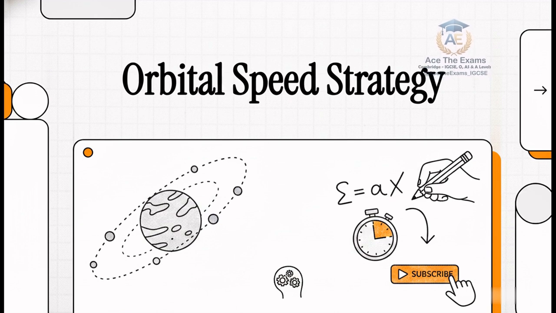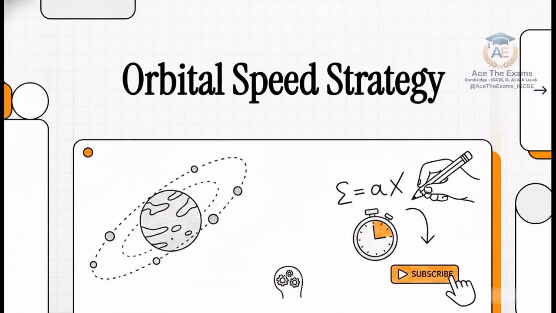I bet your heart rate spikes just thinking about it, right? You immediately know the formula. You instinctively reach for your calculator. But wait, stop right there. Before you write down a single number, you need to understand something absolutely fundamental. Most students lose incredibly easy marks on orbital calculations, and it's not because their math is wrong. It's because their exam strategy is fundamentally flawed.